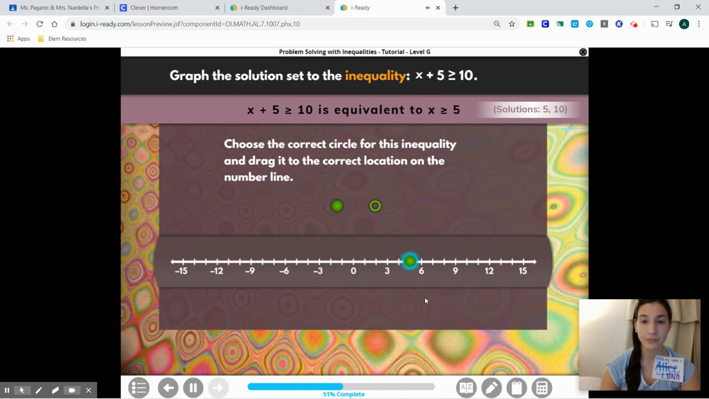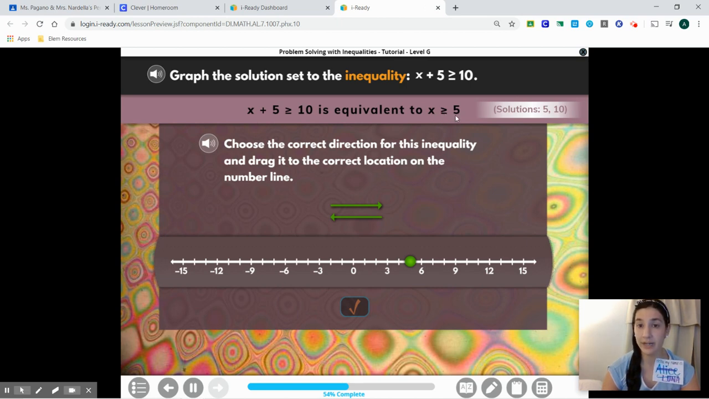There. Now we need to decide which direction to shade. Remember, we're going to look at our symbol. Choose the correct direction for this inequality and drag it to the correct location on the number line. Our symbol is telling us that x is greater than or equal to 5, meaning that we want all of the numbers that are to the right of the 5. So we want it to point this way. Yes, as you move to the right on the number line, the numbers get greater in value. And did you notice that our two solutions are just 2 of the many that are shaded on this number line? What else did the Mad Hatter give you?